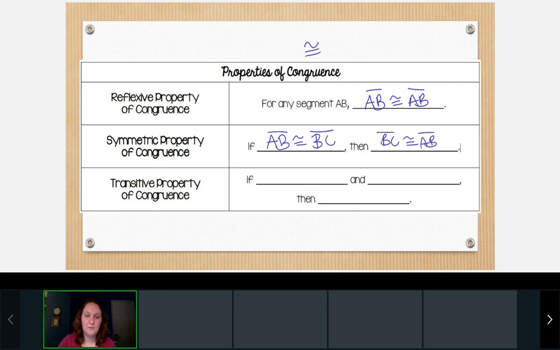And the transitive property of congruence, very much like the transitive property of equality, but this is for measures. So I could say that segment AB is congruent to segment BC. And then I could tell you that segment BC is congruent to segment CD. If that's true, then you're allowed to say that segment AB is congruent to segment CD.